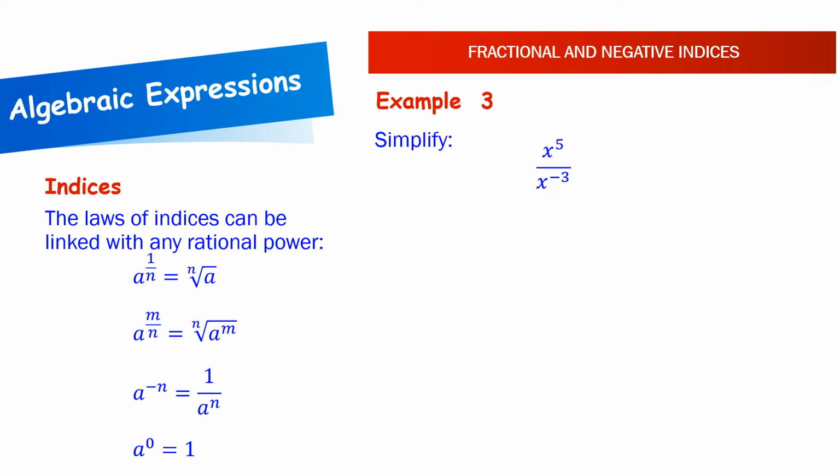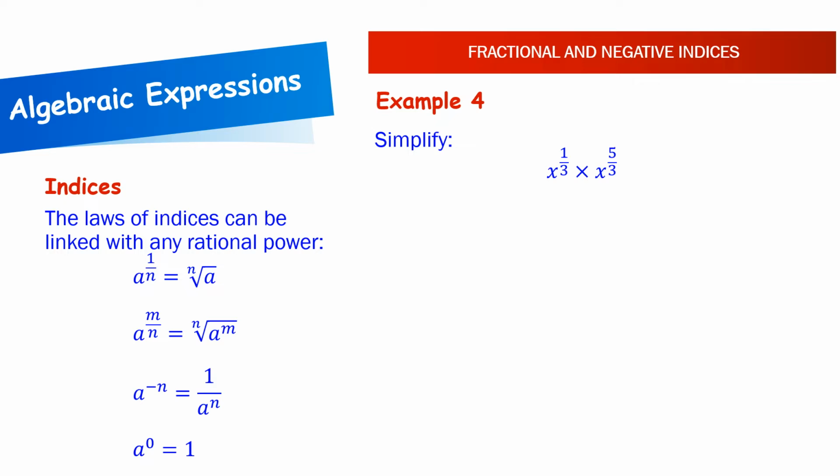Now let's simplify x to the power 5 divided by x to the minus 3. We can convert the denominator into a numerator by multiplying the index by minus, as shown. So we have x to the 5 minus minus 3. Of course, 5 minus minus 3 is 5 plus 3, and this equals x to the power 8.